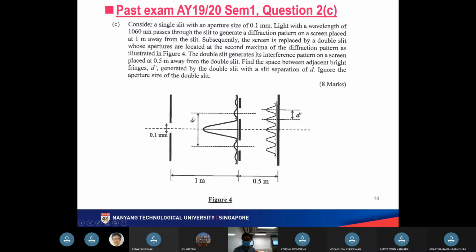So it's first a single slit diffraction, and afterwards we have double slit interference. What we know is the original slit width here is 0.1 millimeter. D remains unknown, but of course we can use the diffraction property to get D. But what this question asks us to find is the space between adjacent bright fringes, which is this D prime. So again, what is the distance between neighboring bright fringes for interference? I ask everyone of you to remember.